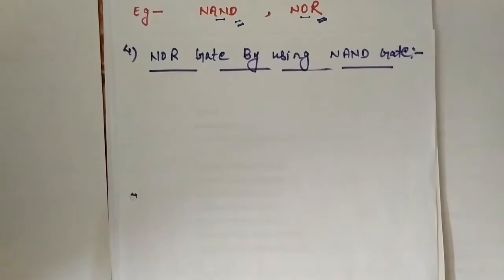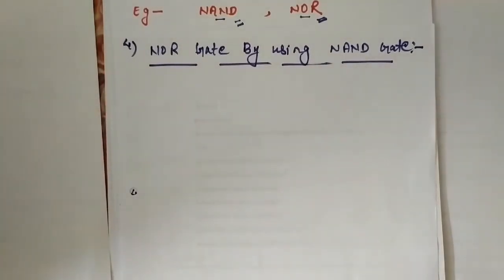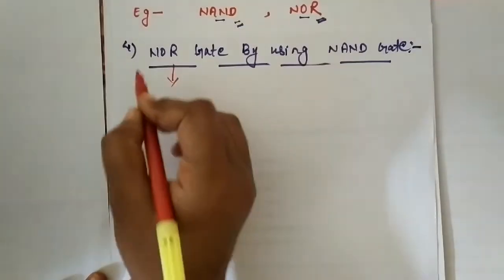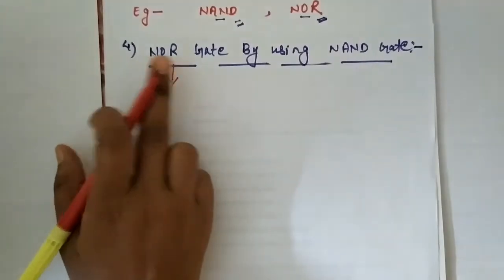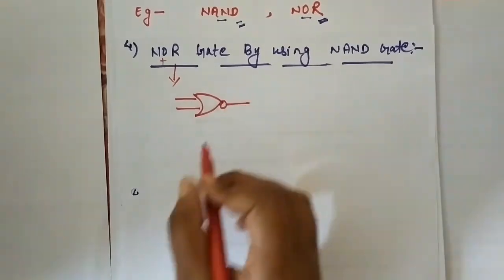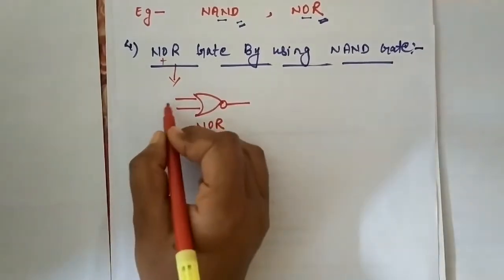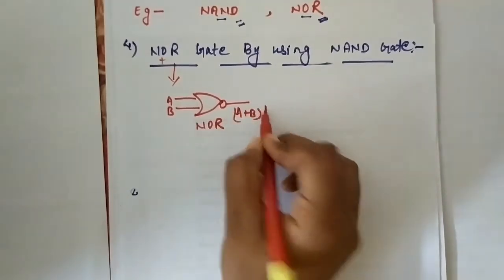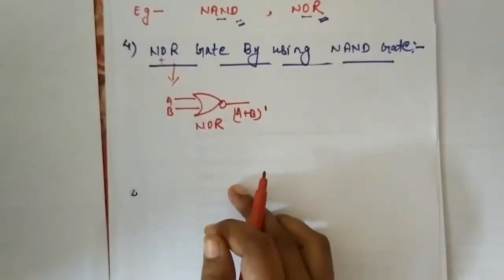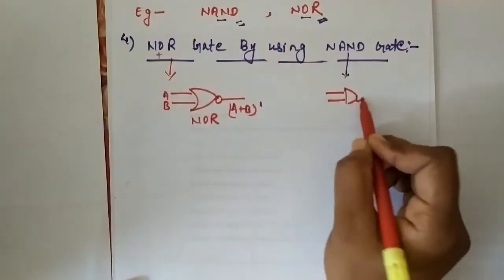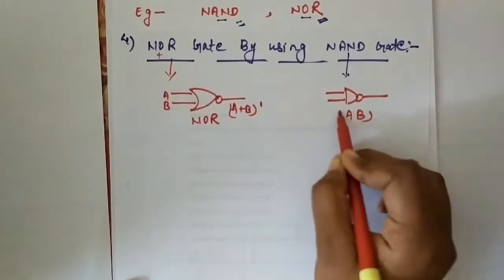So let's see how we can create a NOR gate. Firstly we will see what is the expression and what is the logic circuit of NOR gate. It is very easy. NOR gate is the combination of NOT gate and OR gate. So firstly we will create one OR gate and put a NOT for the NOR gate. This is the NOR gate. Here A, B, so A plus B whole dash. So this is the expression of NOR gate. And what about the AND gate? AND gate is this.